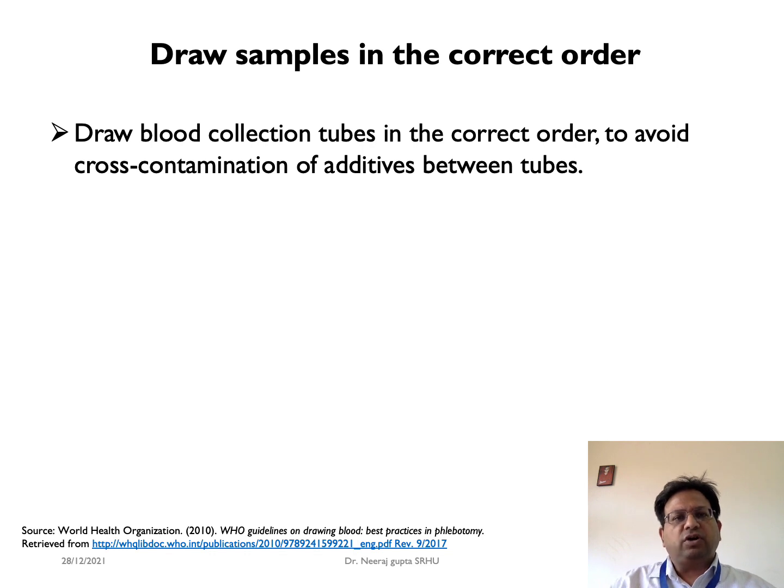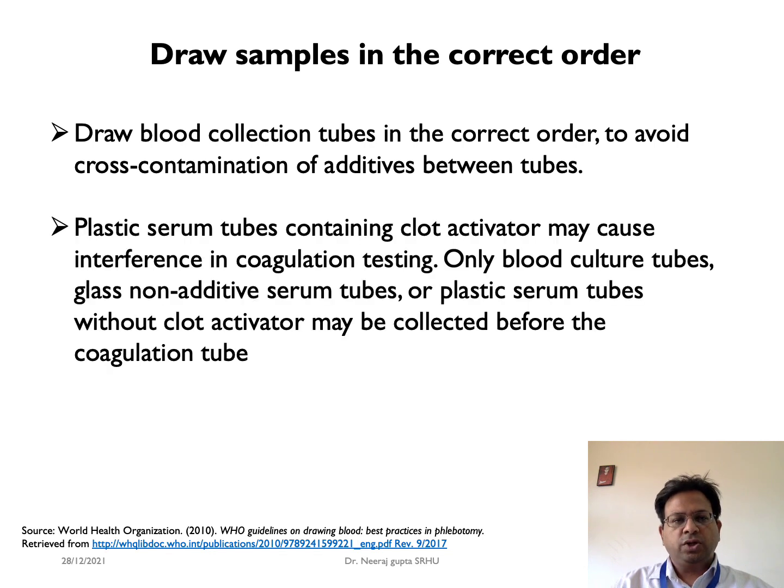Draw samples in the correct order. It is very important to draw blood collection tubes in the correct order to avoid cross-contamination of additives between tubes. Plastic serum tubes containing clot activator may cause interference in coagulation testing. Only blood culture tubes, glass non-additive serum tubes, that is the plain glass tubes, or plastic serum tubes without any clot activator may be collected before the coagulation tube.